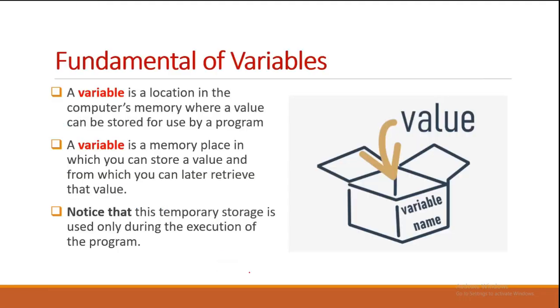see later. A variable is a location in the computer memory where a value can be stored for use by the program. Another definition is: a variable is a memory place in which you can store a value and from which you can later retrieve that value. And this is temporary storage.